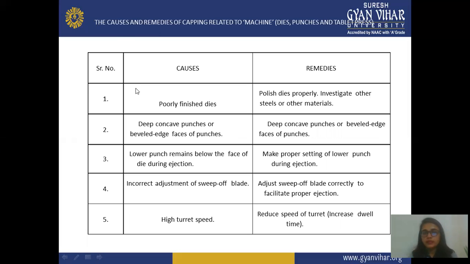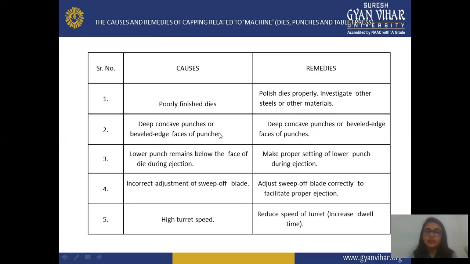Next are the causes and problems mainly due to the machine. The machine is also responsible for showing certain types of problems. This may be due to dies and punches, or maybe the press. First is a poorly finished die. We don't use a proper die or tablet, or the dies are not properly set. In this condition, you polish the die properly and investigate other steel or other material.